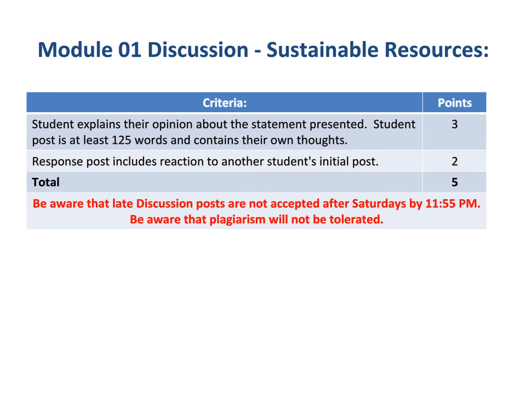Module 01 Discussion Grading Rubric, Sustainable Resources. Student explains their opinion about the statement presented. Student post is at least 125 words and contains their own thoughts. Points 3. Response post includes reaction to another student's initial post. Points 2. For a total of 5 points. Be aware that late discussion posts are not accepted after Saturdays at 11:55 p.m. Be aware that plagiarism will not be tolerated.